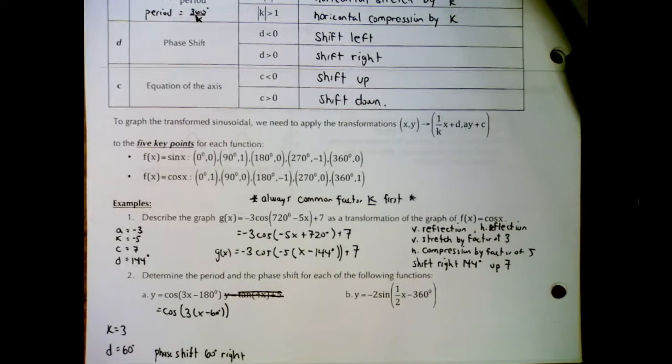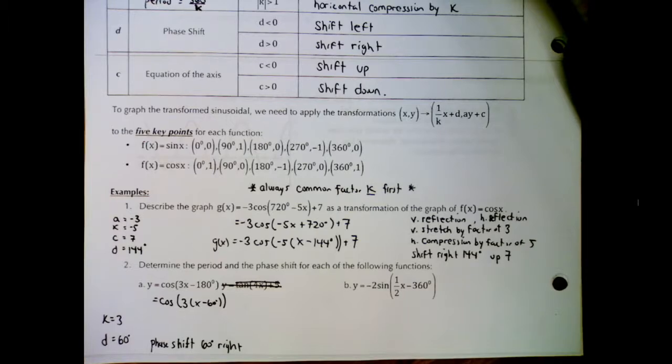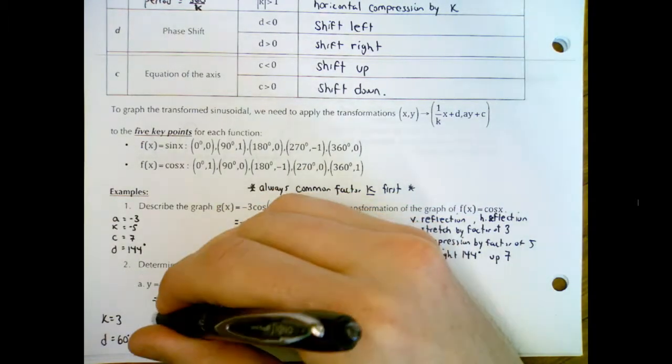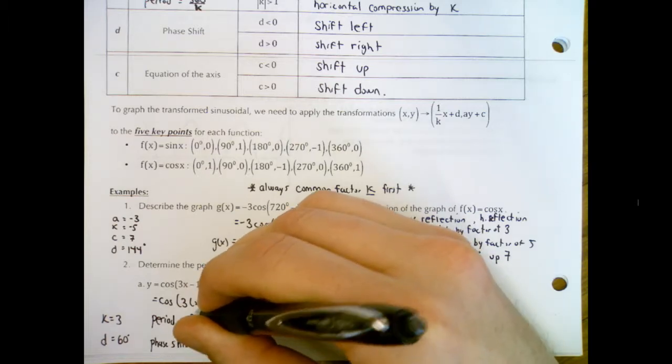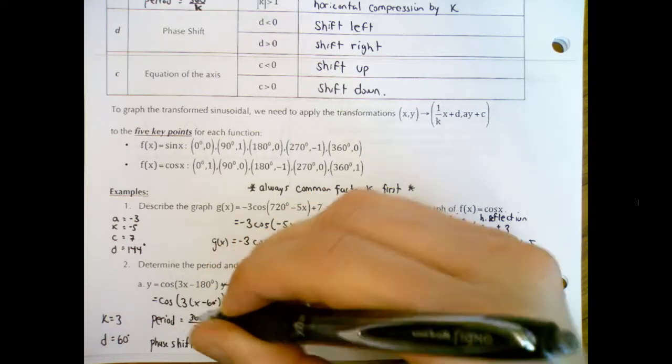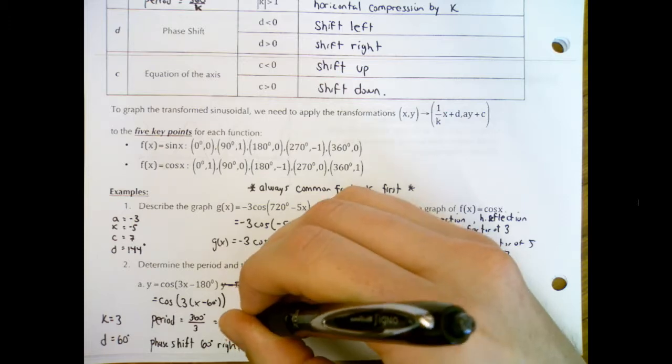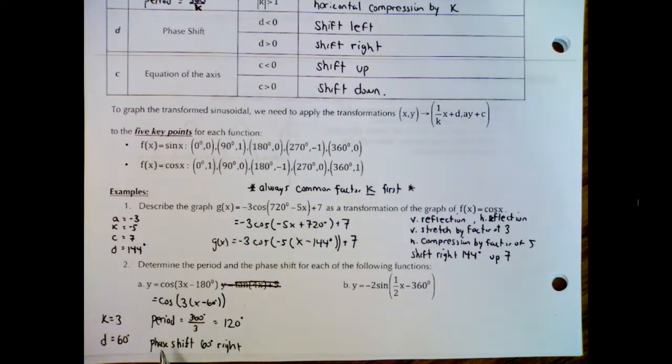And since K is 3, we can use that little mini equation that we have up here at the top. Period equals 360 divided by K, and that'll always be the equation. So the period is 360 divided by 3, which is 120 degrees. So that means that there's going to be a full sine wave cycle in 120 degrees. So if we were graphing from 0 to 360, we would expect to have 3 full cycles. That's what the K is telling us.